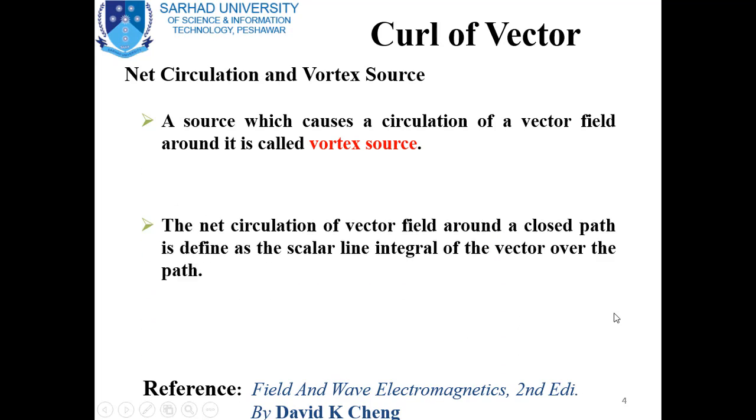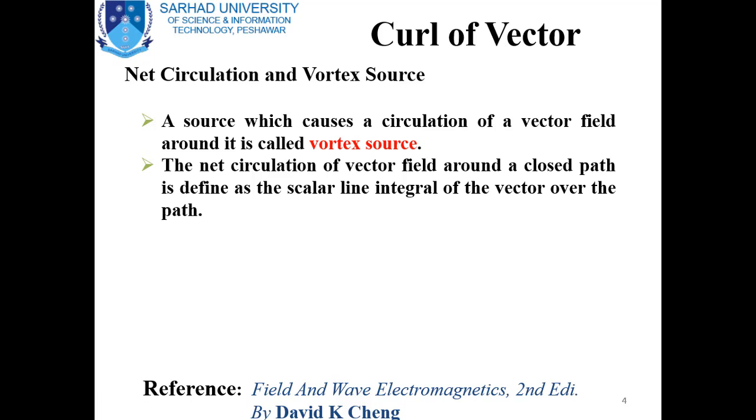And then the net circulation of a vector field around a closed path is defined as the line integral of a vector over the path, which means that we can represent the net circulation of a vector field with a line integral. Mathematically it can be written as: circulation of a vector A around a closed path is equal to the line integral of that vector, and the symbol on the integration represents that we are integrating the vector field over a closed path.